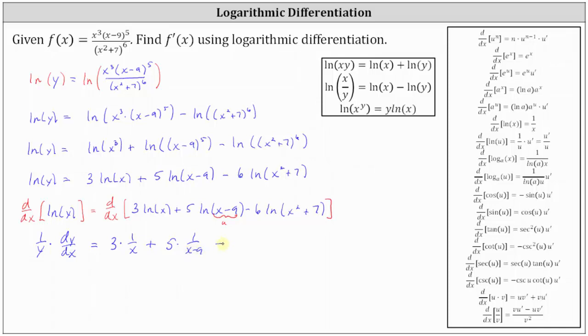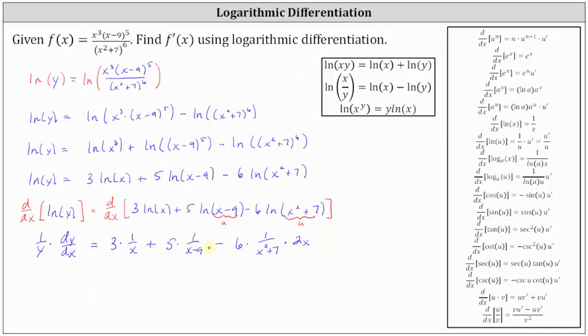And then we have minus the derivative of 6 times natural log of the quantity x squared plus 7. Here we are required to use a chain rule, where u is equal to x squared plus 7. The derivative is equal to 6 times the derivative of natural log of the quantity x squared plus 7, which is 1 divided by the quantity x squared plus 7 times u prime, the derivative of x squared plus 7 with respect to x, which is 2x.